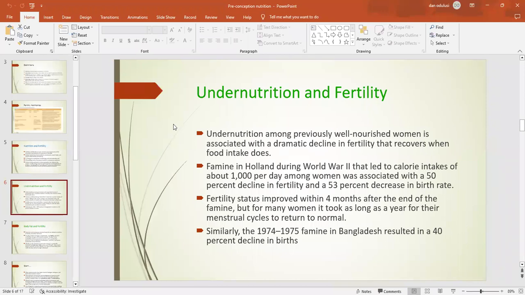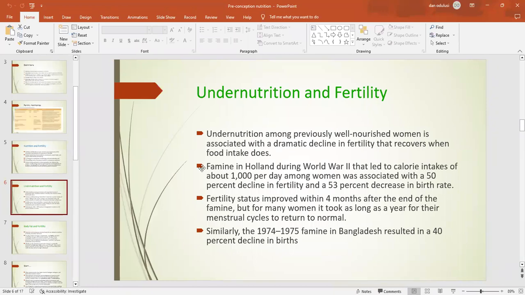Whereas areas with abundance of food resources, you will find a correspondingly very high fertility rate. So undernutrition among previously well-nourished women is associated with a dramatic decline in fertility that recovers when food intake does. In the reference book we are using, the first example given is a famine in Holland during World War II, that led to calorie intakes of about 1,000 per day among women, and this was associated with a 50% decline in fertility and a 53% decrease in birth rates.